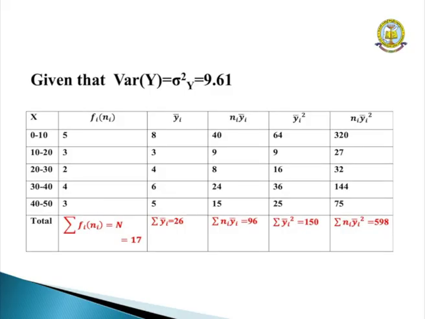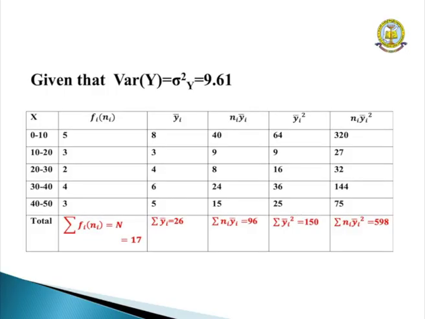What is the n value? This is the n value. We multiply the second column by the third column to obtain the fourth column values. You can check: 5 into 8 is 40. 3 into 3 is 9. 2 into 4 is 8, 4 into 6 is 24, and 3 into 5 is 15. Again we add all these observations: 40 plus 9 plus 8 plus 24 plus 15. The summation of n i into y bar i is 96.